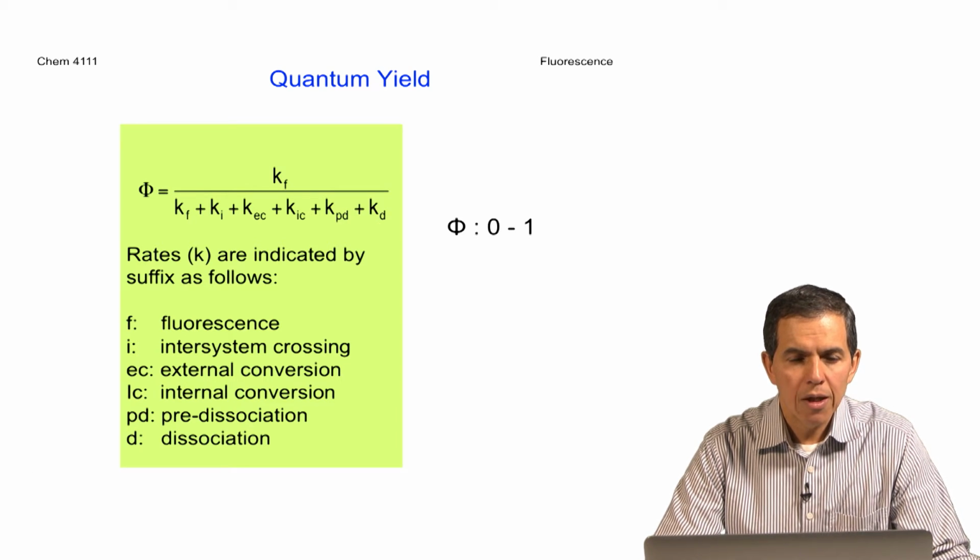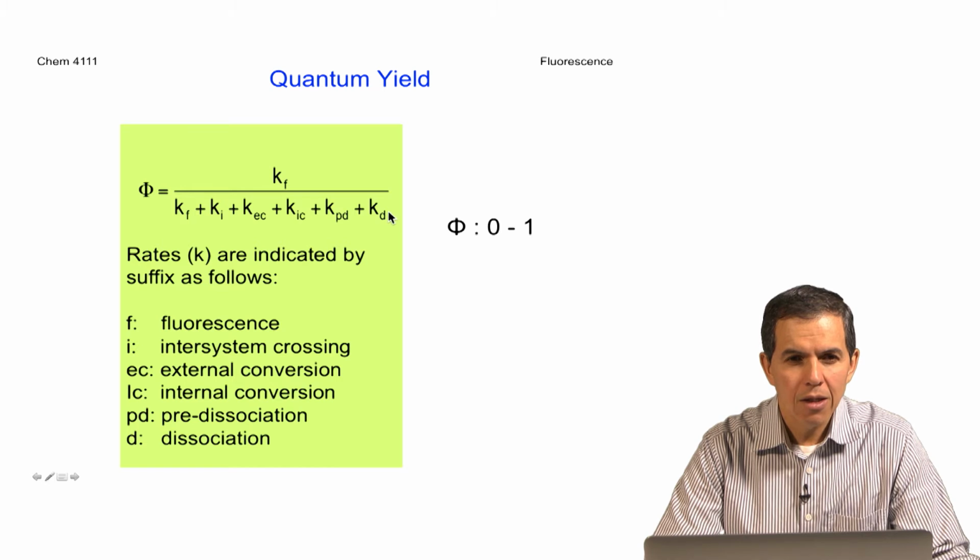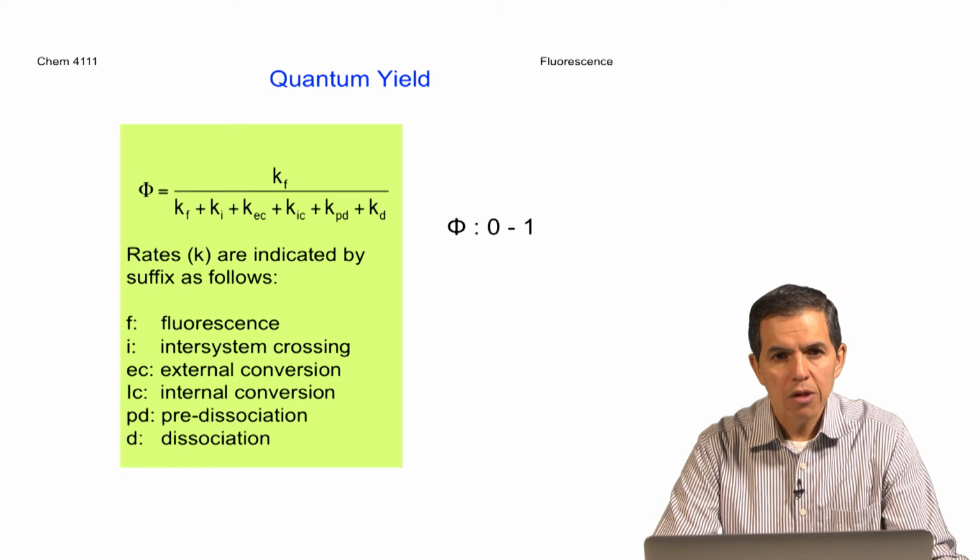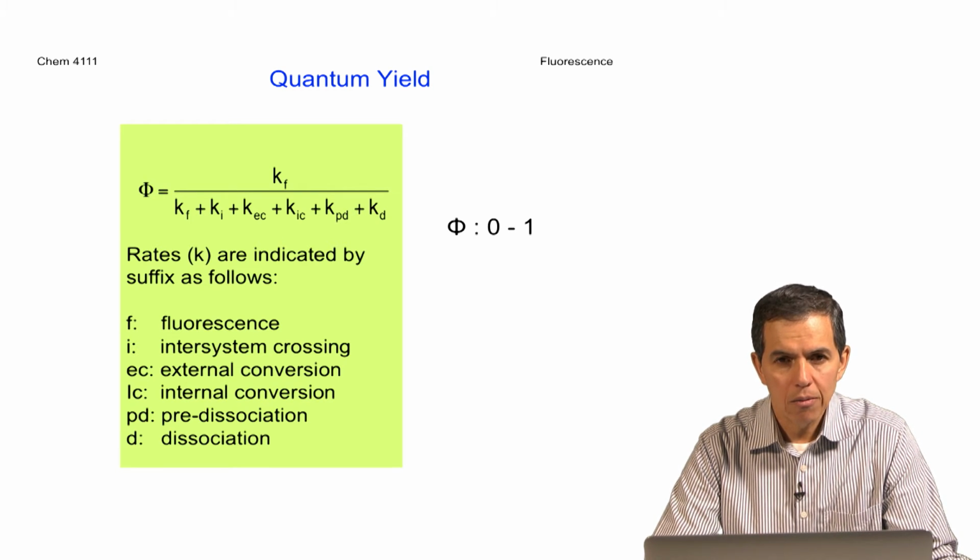For instance, if each photon that is absorbed in a system is converted into a fluorescence photon, the quantum yield will be equal to 1. That is, Kf over Kf, and the other ones are not present, will be equal to 1. However, if we have systems in which the other processes are prevalent, the quantum yield will be much less than 1. In general, for analytical purposes, quantum yield must be as high as possible. Closer to 1 is better than closer to 0.